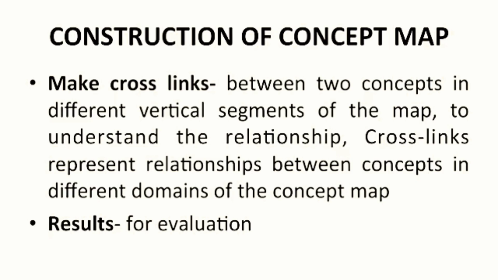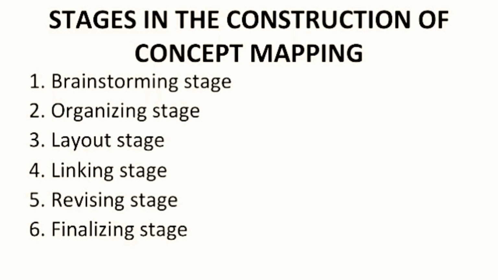Construction of a concept map again requires making cross-links between two concepts in different vertical segments of the map to understand the relationship. The cross-links represent the relationship between the concepts in different domains of the concept map, and the results are there for evaluation in the end. The stages of construction of concept mapping require the following things. First of all, it is the brainstorming stage, followed by the organizing stage, then the layout stage, then the linking stage, then the revising stage, and finally the finalizing stage.